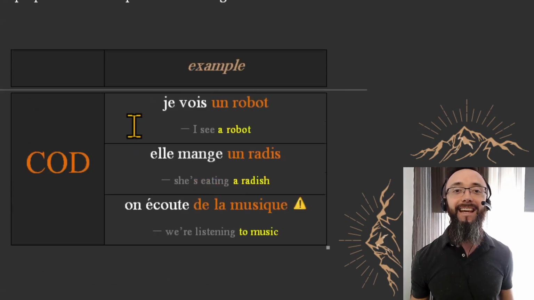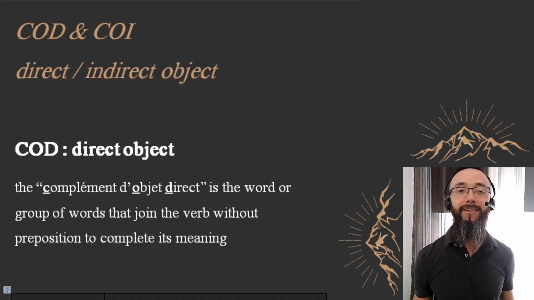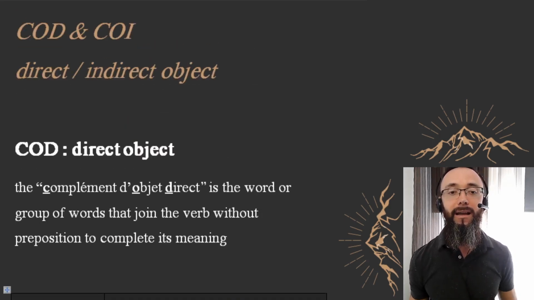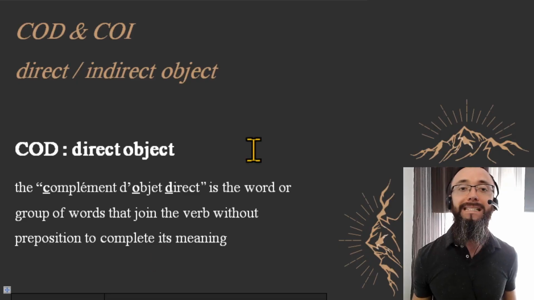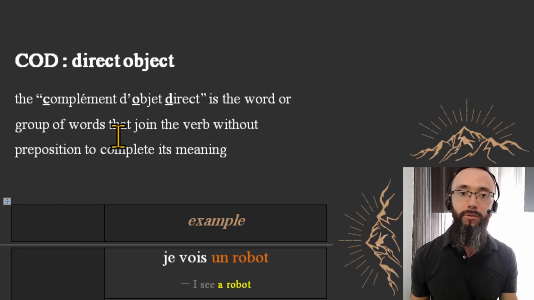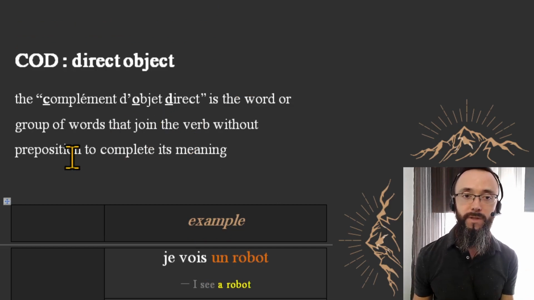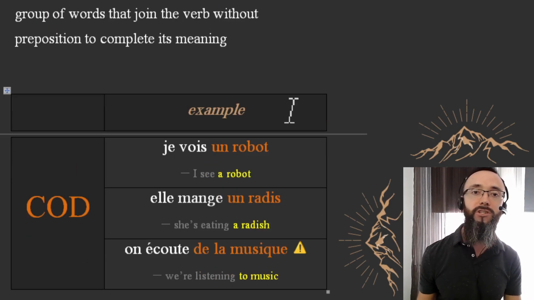All right, today what did we cover? We covered the difference between COD and COI, and in a nutshell, let's sum it up. COD, word or group of words that join the verb without preposition. No preposition between voix and un. It's an article. Un is an article.